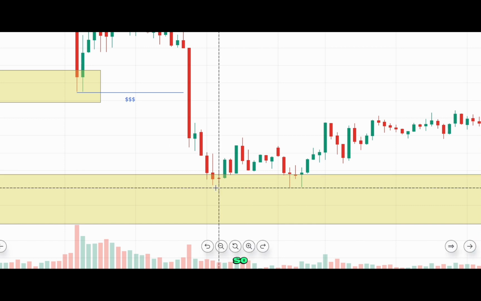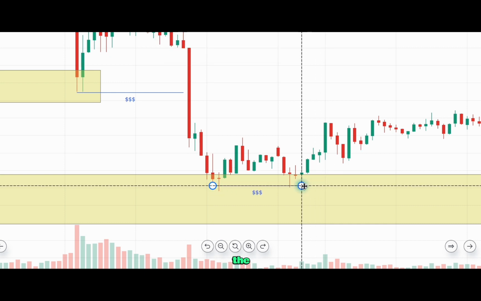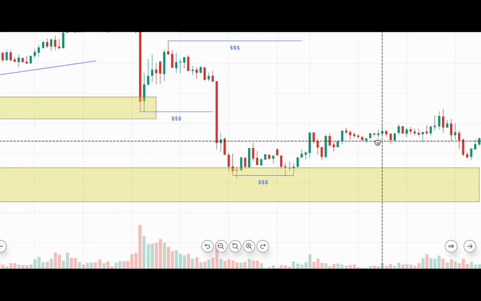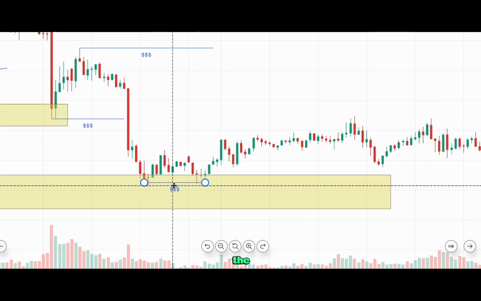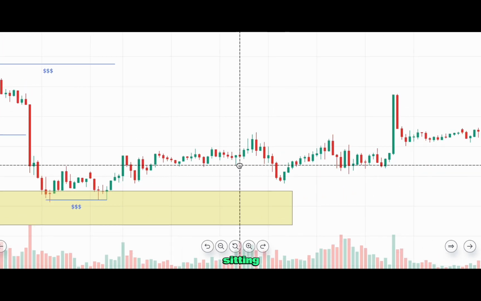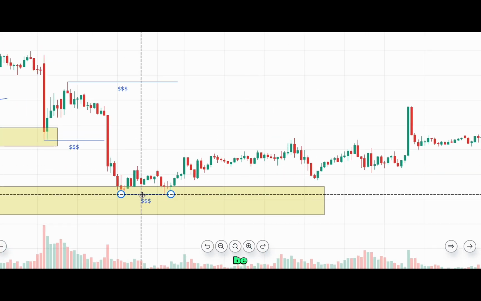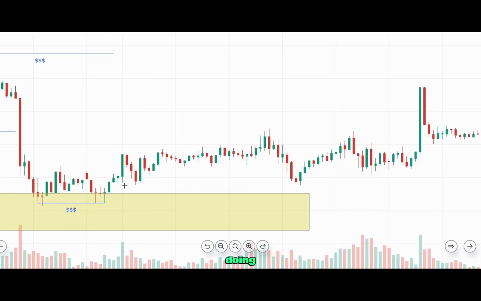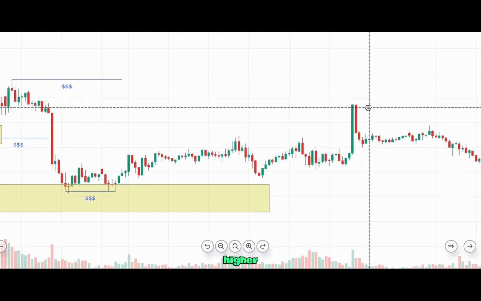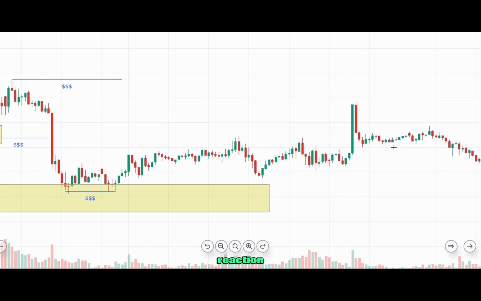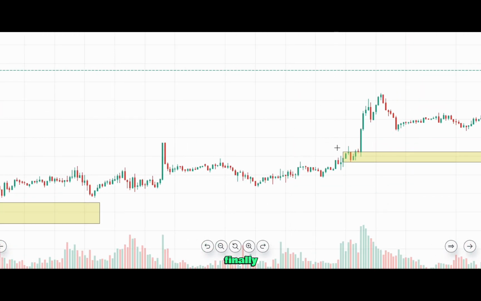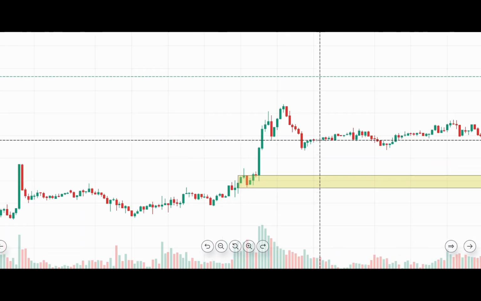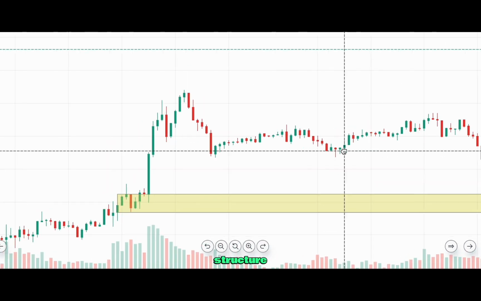So with the double bottom, most of the traders know this is one of the reversal patterns. So right now the liquidity is sitting and waiting to be swept or taken out. But what the price structure is doing is pushing the price even higher, right? This is one of the supply zones, it reacts, and finally you have the break of structure.